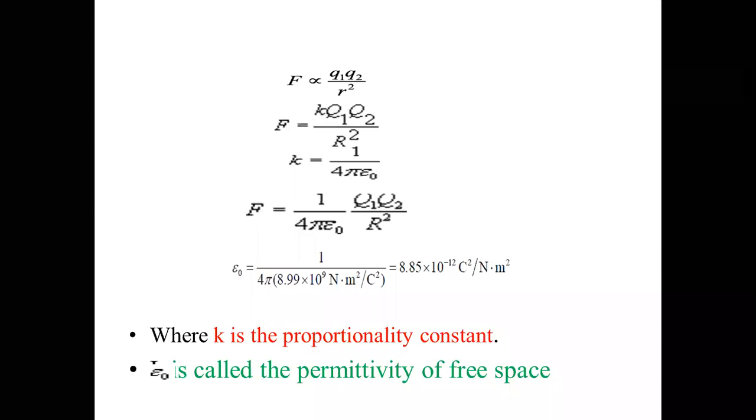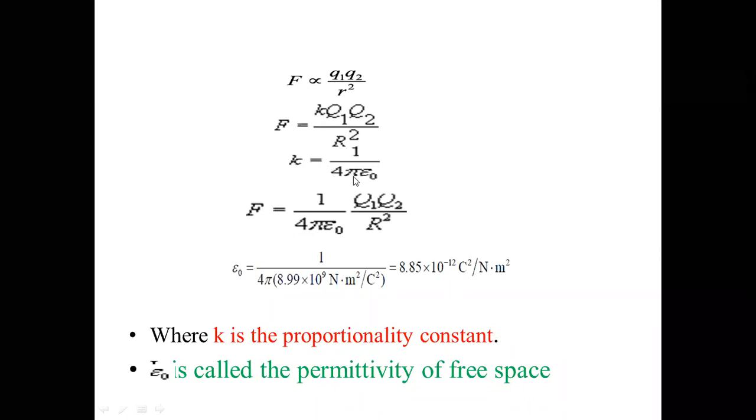Yes, ma'am. The force is directly proportional to the product of charges and inversely proportional to the square of the distance between them. Now this proportionality is going to be replaced with a constant, that is F is equal to K into Q1 Q2 divided by R square. Now what is this proportionality constant given by? It is given by 1 upon 4 pi epsilon 0. The K value is given as 1 divided by 4 pi epsilon 0.